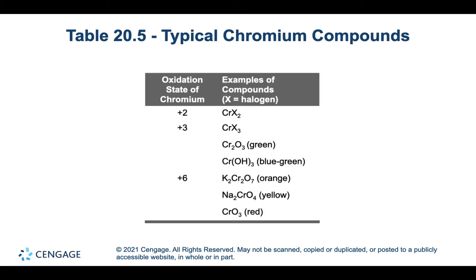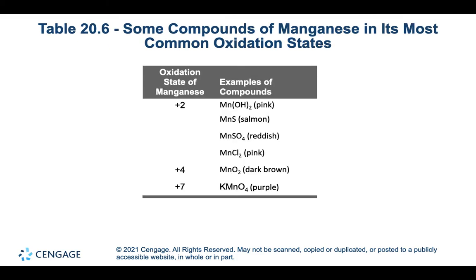Here's chromium, +2, +3. Notice it maxes out at +6 in potassium dichromate, sodium chromate, and CrO3. And again, we have these red colors. Manganese is going to max out at +7. Potassium permanganate, actually the manganese in that compound has an oxidation number of +7.